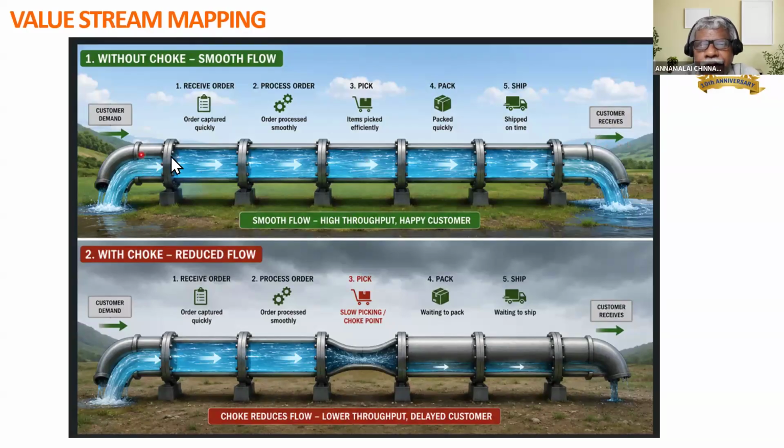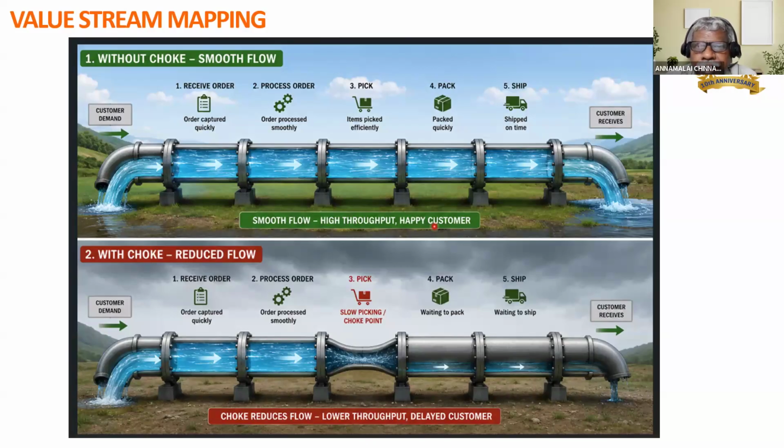So whatever the customer demand is, we'll be able to meet it, provided there are no choke points in between and the material flow is very smooth, right from the first to the last part. That's what we call without choke, smooth flow, high throughput, and happy customer. So we'll be able to deliver to the customer exactly the quantity required by him, exactly at the time required by him.